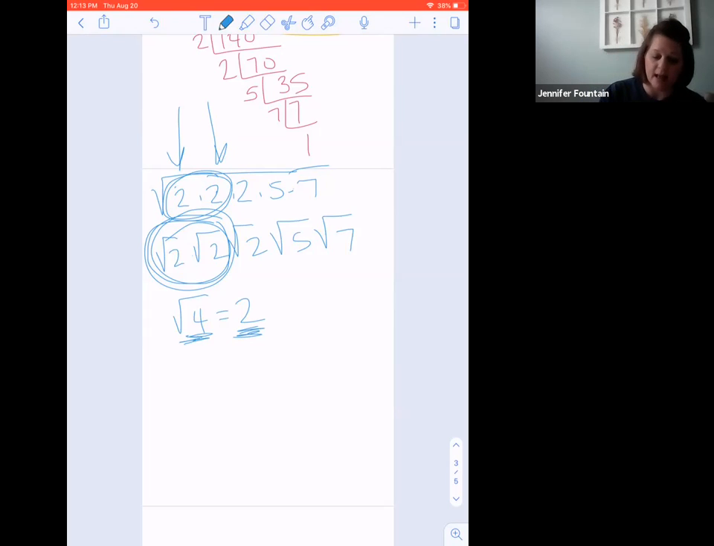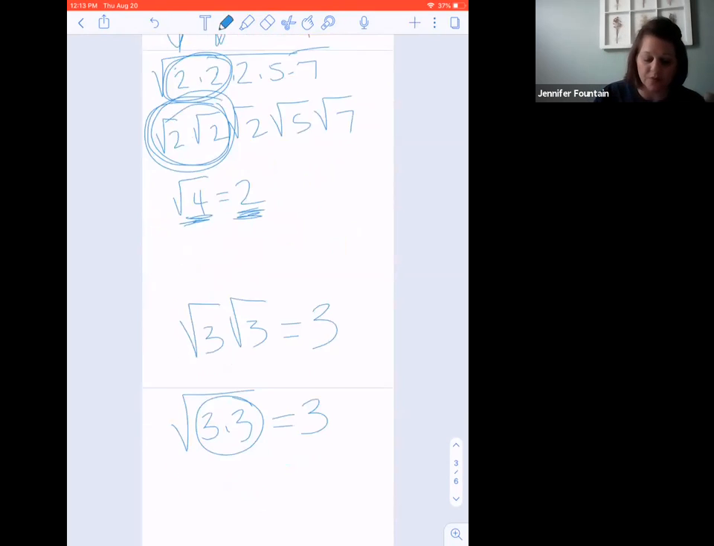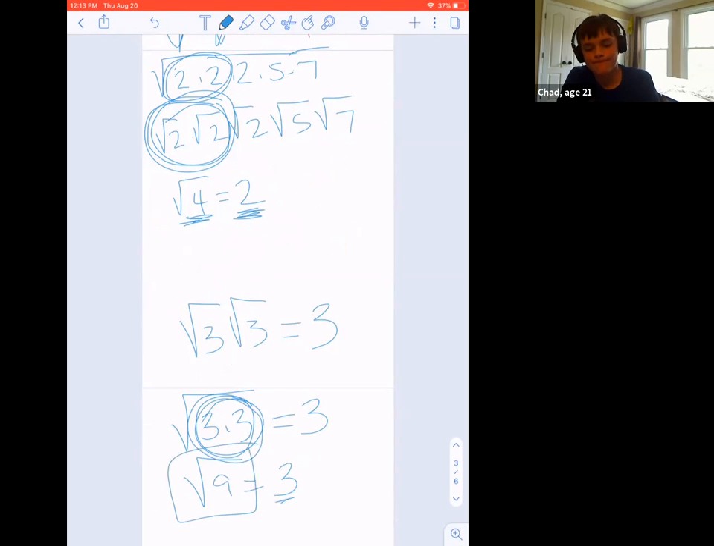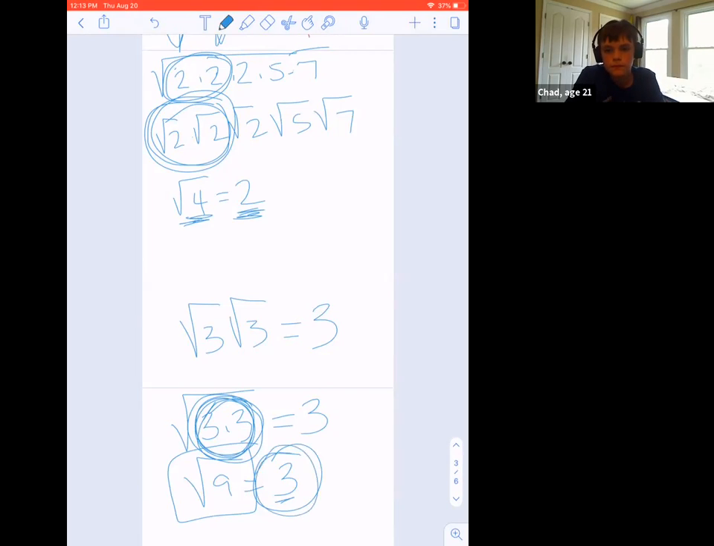Just like if I had the square root of 3 times the square root of 3, that equals a whole number 3, right? So if I had under the radical 3 times 3, because that is the square root of 9. So by circling these 2 3's, it's basically saying, this is the square root of 9. The square root of 9 is 3. So that's why only 1 3 comes out. It takes 2 of them under the radical, but outside it's only 1.